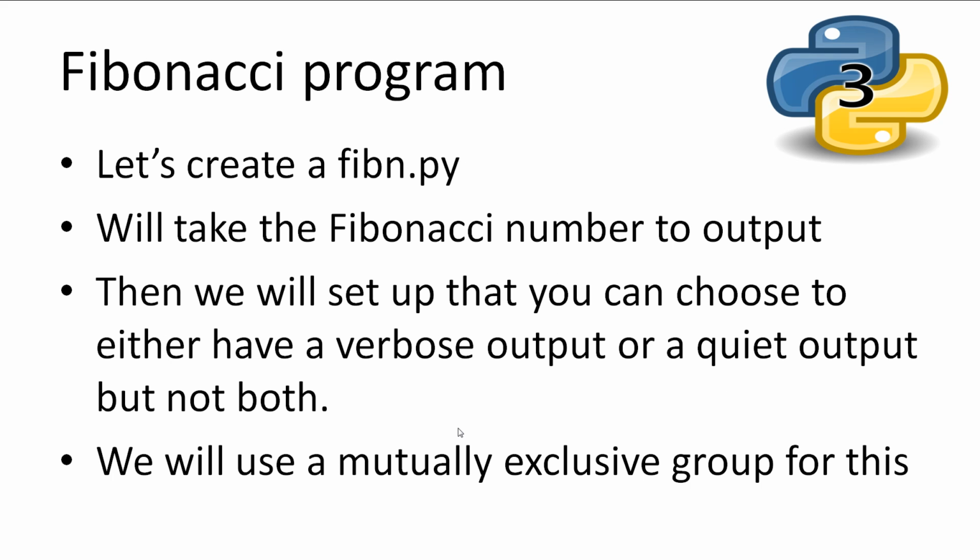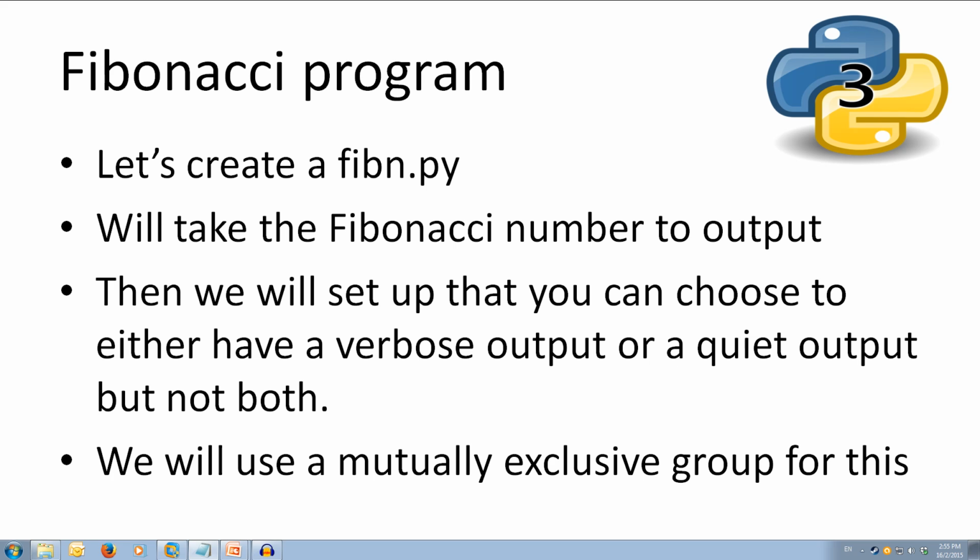Okay, let's modify our fibn.py again. It'll still take a number to output, still have an option for outputting to a file, but we'll have a mutually exclusive group for either a verbose output or a quiet output, not both. Argparse will tell the user off for trying to use both.